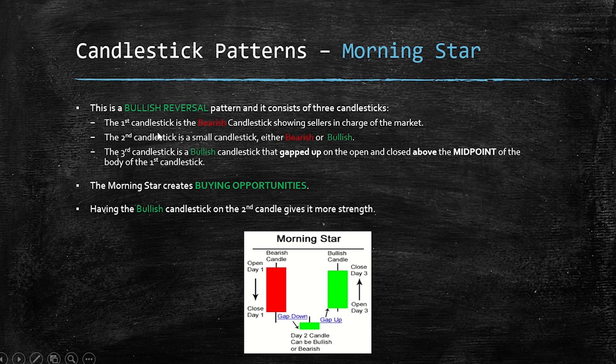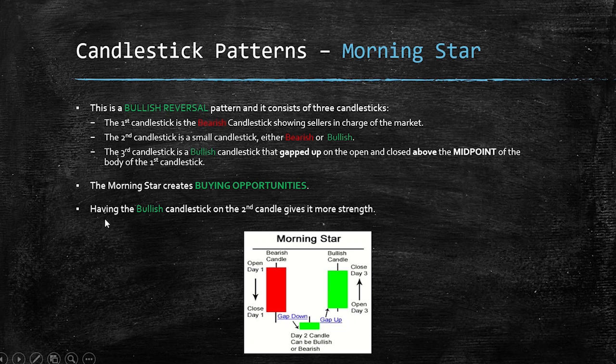Now we're going to speak about a morning star. This is a bullish reversal pattern and it consists of three candlesticks. The first candlestick will be the bearish candlestick, you can see this one here in the picture. Then the second one is going to be a small candlestick, either bullish or bearish, and then the third one is going to be a bullish candlestick, which is going to engulf the previous candlestick and the first candlestick, and it's going to be above its half. So morning star creates what?